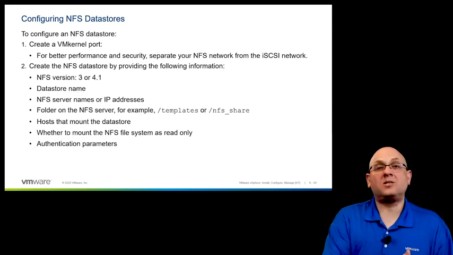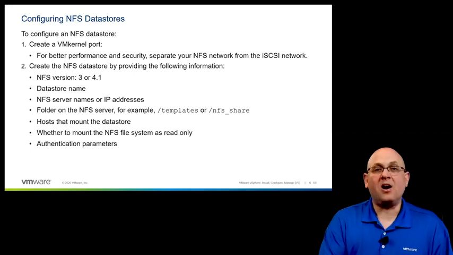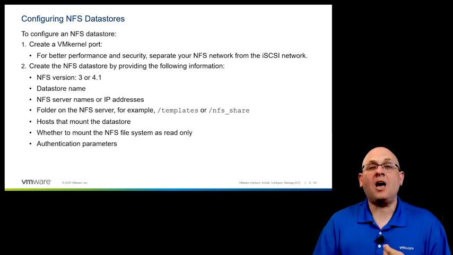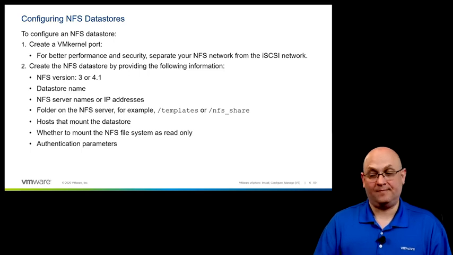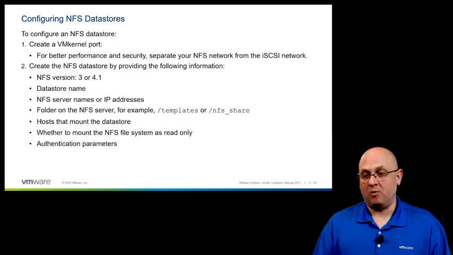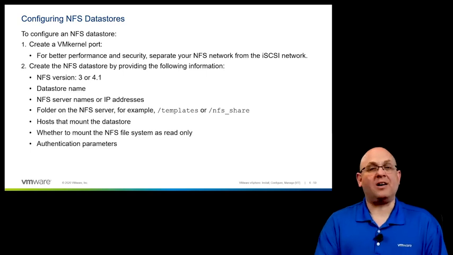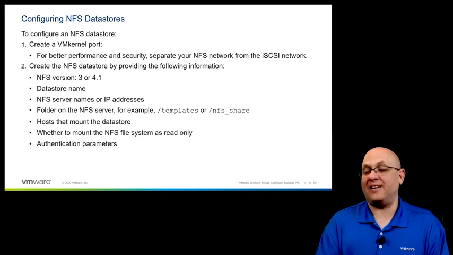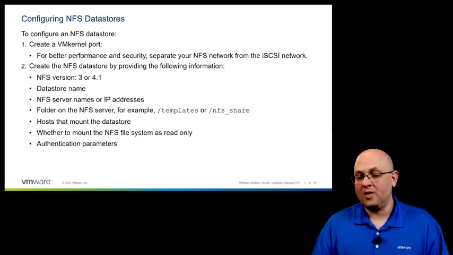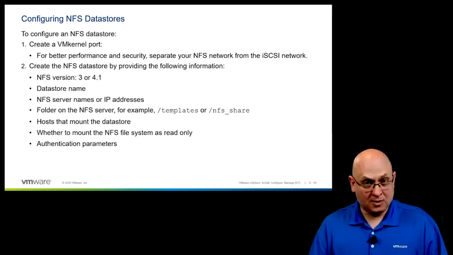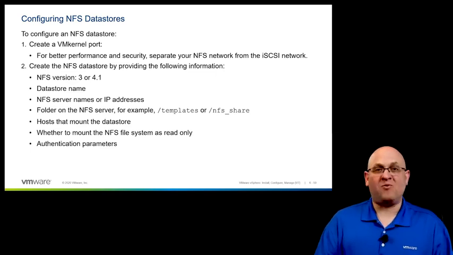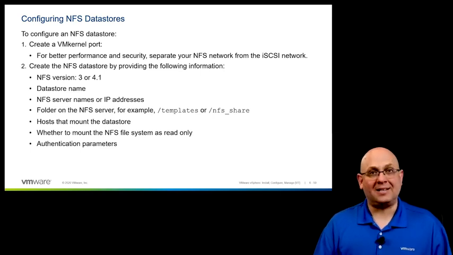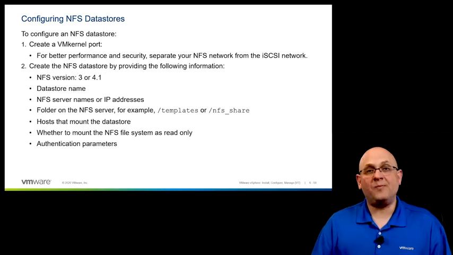Then we go back to the data store view, right-click on our data center and select New Data Store, just like we did in the previous lab. But this time, we're going to select NFS. It's going to ask you what version do you want, 3 or 4.1. Then I'll give it the data store name, point to the NFS server, point to the NFS export or the NFS share by selecting the folder name, choose the hosts that you would like to mount the data store, choose the option of whether or not to mount it as read-only with a simple little checkbox, and then choose how you want to authenticate against it by either using the service account or by using root.